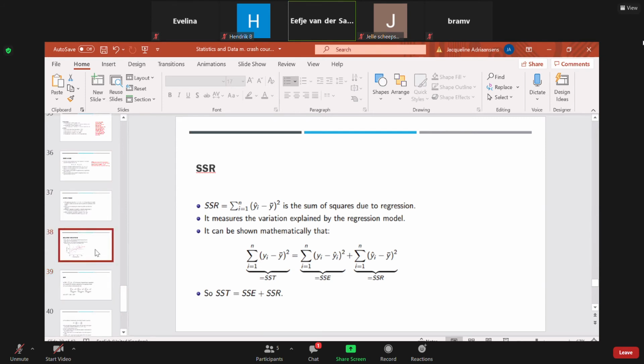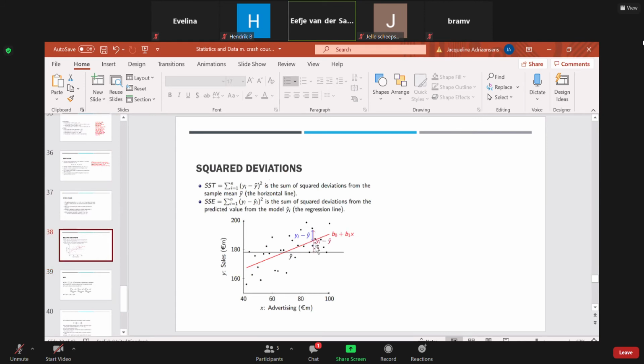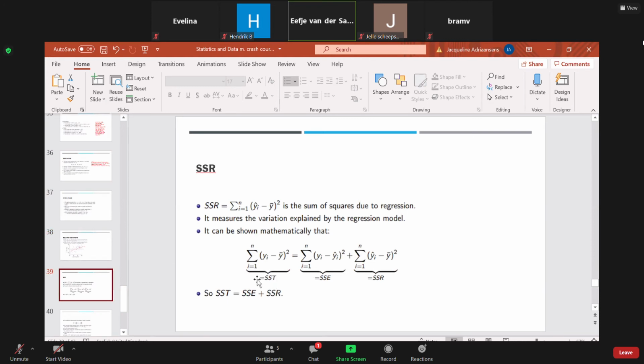And then, like I said here, if this is our SST, this is our SSE, and here we have our SSR, then our SSR plus our SSE must be our SST. And that's the relation that we see here. So our SST is our SSE plus our SSR. Okay?